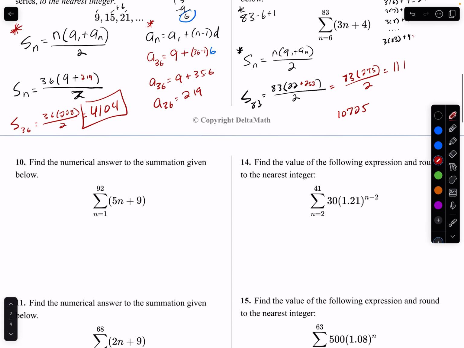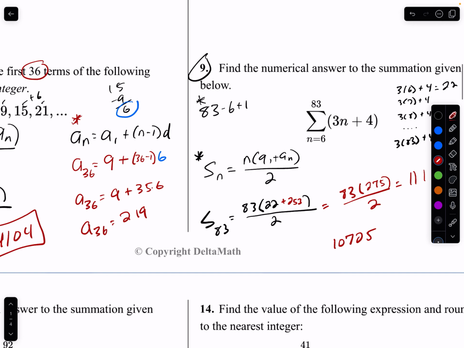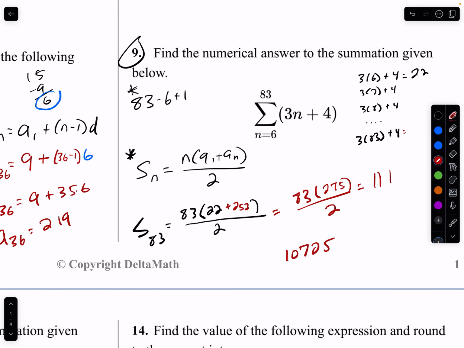Okay? And then you can see there's one more that I kind of wanted to show you here, is this one right here. And what we're looking at here is, oh, I know my mistake. Let's go back and fix my mistake. We're not looking for 83 terms here. All right, so let's fix this.